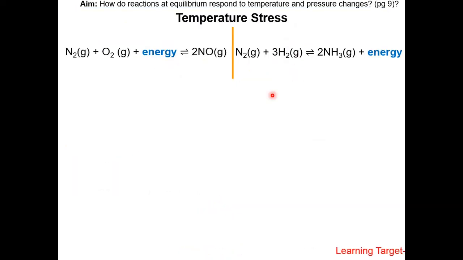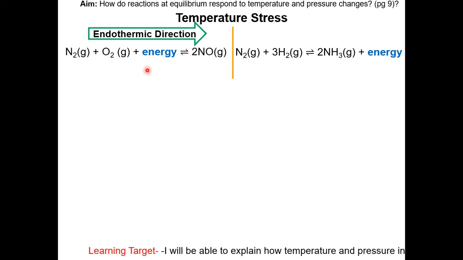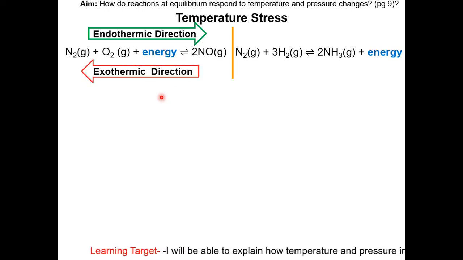We're first going to talk about the temperature stress. Here we're given two chemical equations. Let's first identify where energy is in the equation. Energy is on the reactant side in the first equation, while energy is on the product side in the second equation. Next, we identify which direction is endothermic and exothermic. In the first equation, endothermic is from left to right because energy is on the reactant side, is being absorbed. So the forward reaction is endothermic, so the reverse reaction is exothermic.